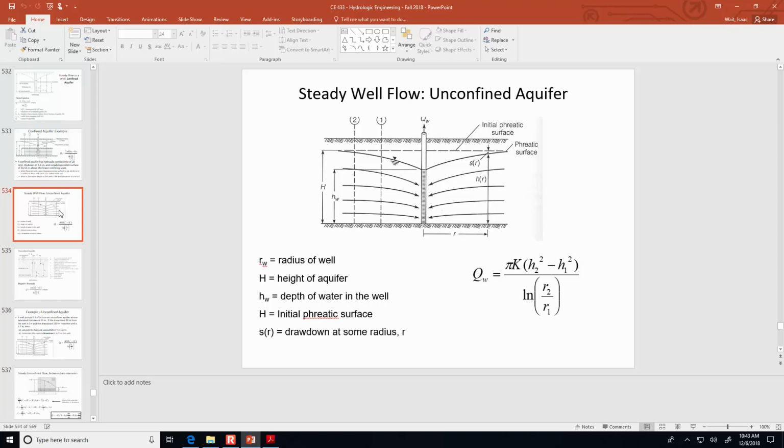Did you have a question? I did, and I actually figured it out. Okay. I was asking why we were using K instead of T. I realized that there's no confined aquifer, so there's no thickness. Right.